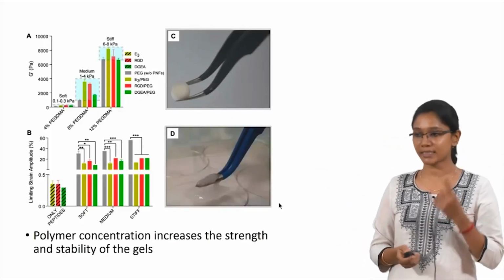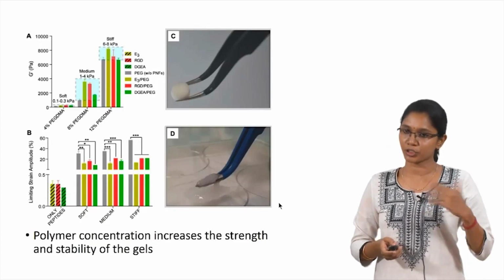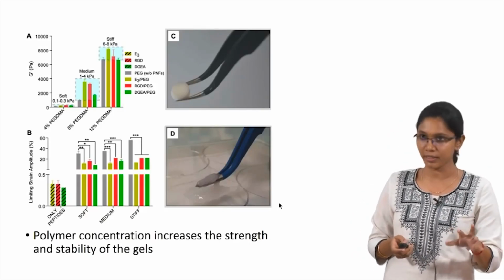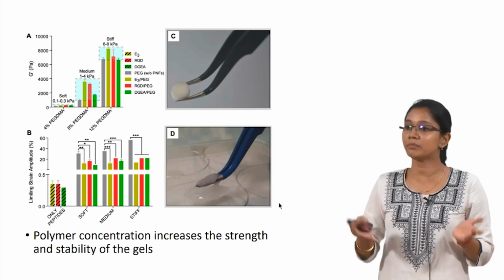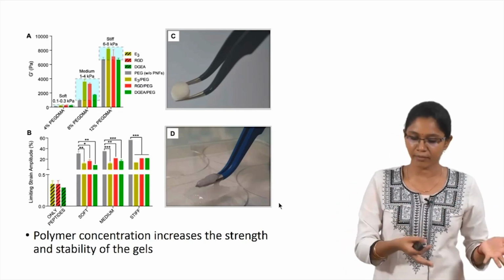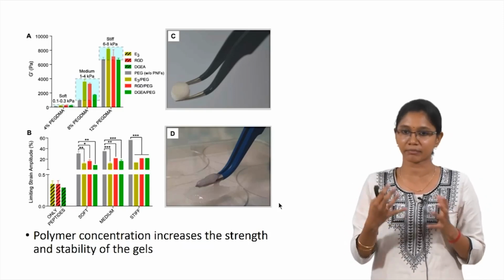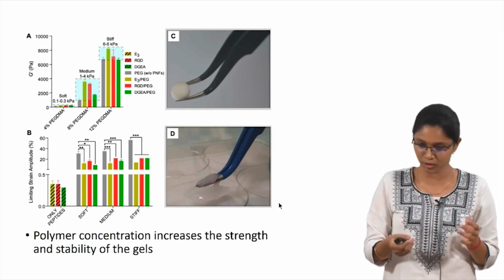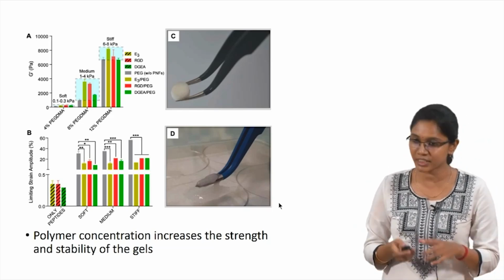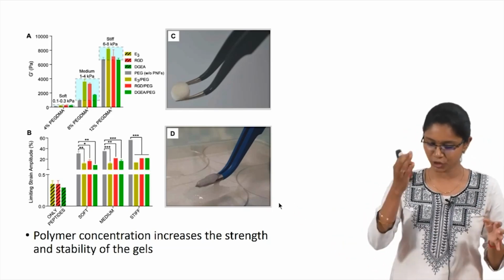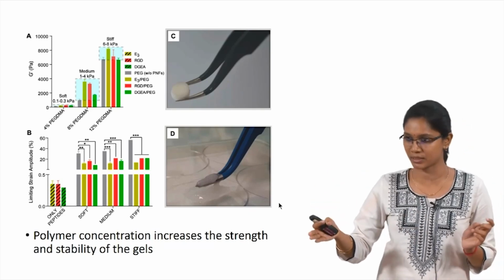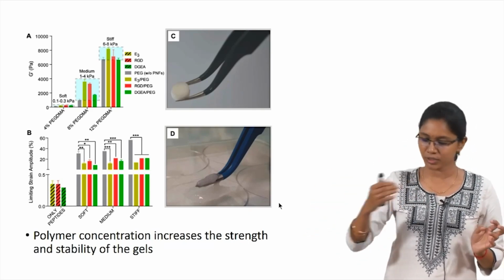To check for stability, the first aim was to check whether the peptide has a role to play, and the second was to see if the addition of polymer has a role to play. The main aim here was to have enhanced mechanical strength by adding a polymer. So here we have PEGDMA at different percentages: 4%, 8% and 12%. Then you see how the gels are.